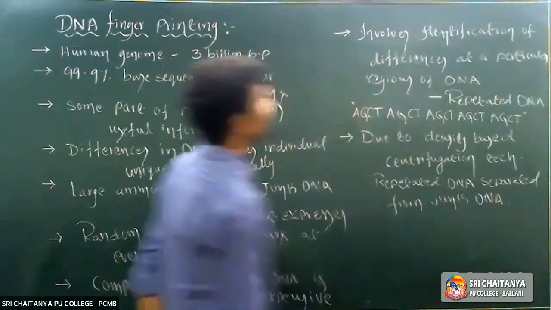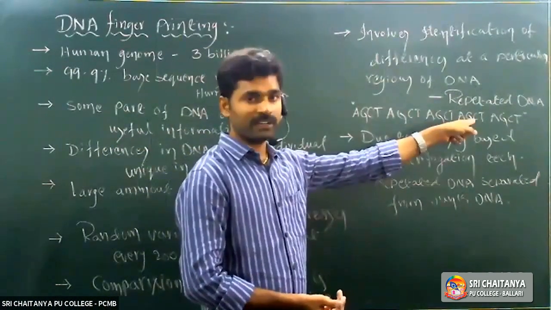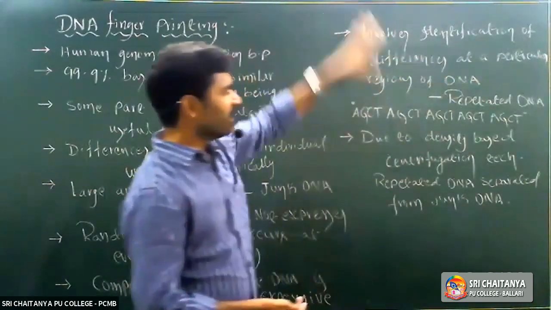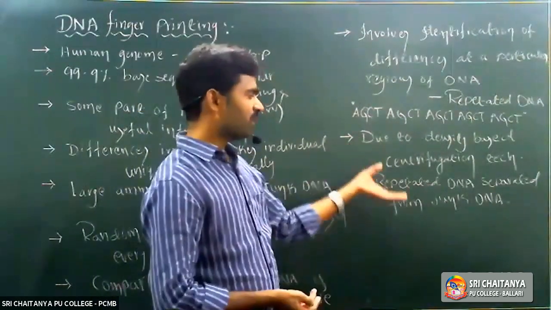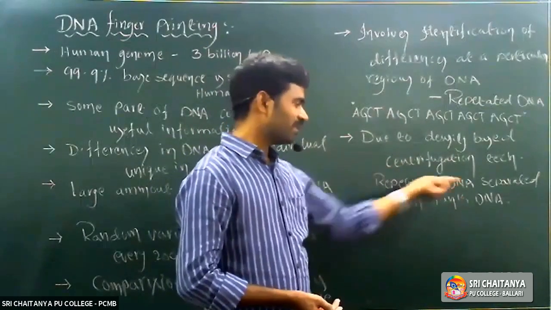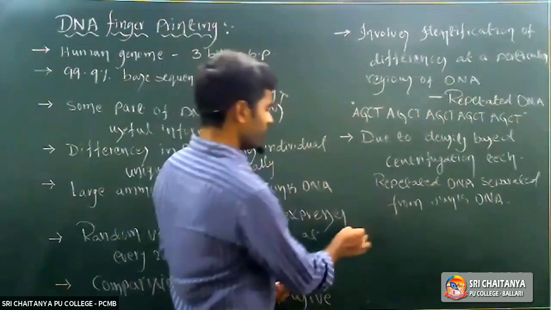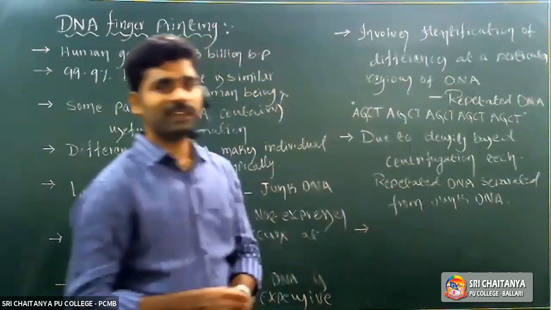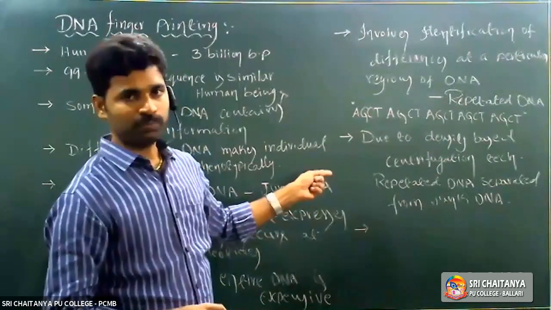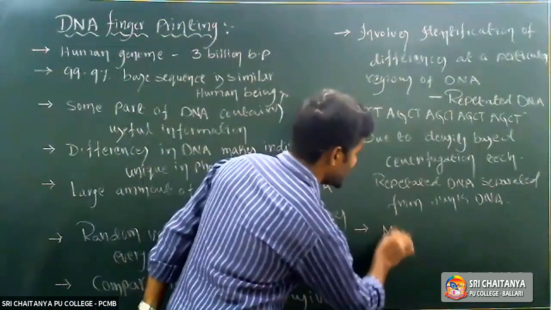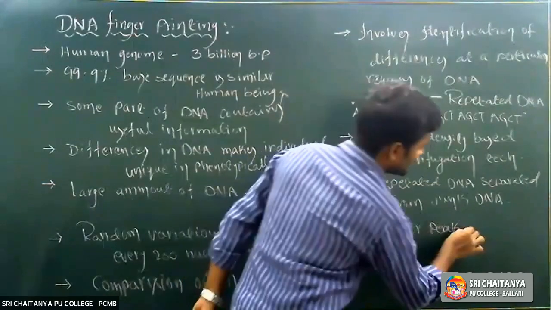Right. See here, what are repeated sequences? Repeated sequences are nothing but tandem repeats again and again in genetic material DNA. We call them repeated DNA. So when we perform the density-based centrifugation technique, what will happen? The repeated DNA sequences are separated from the junk DNA. How so? Two peaks are formed, one major peak and another minor peak in the centrifugation tube. That major peak is junk DNA.